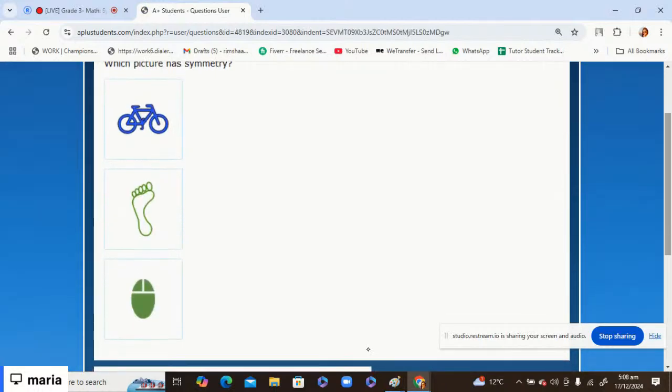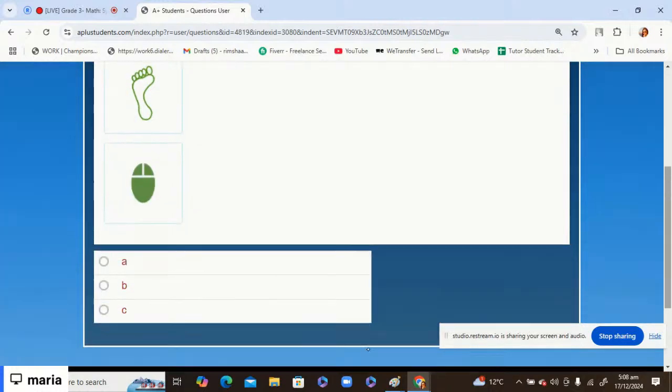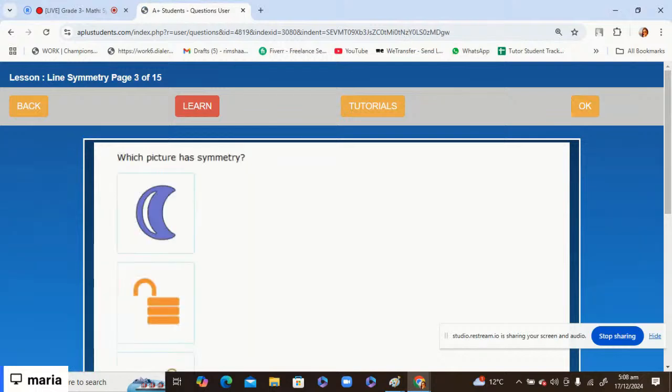Which picture has a symmetry? Bicycle, foot, and the last one is here. Okay, so this is part C. Which picture has a symmetry?